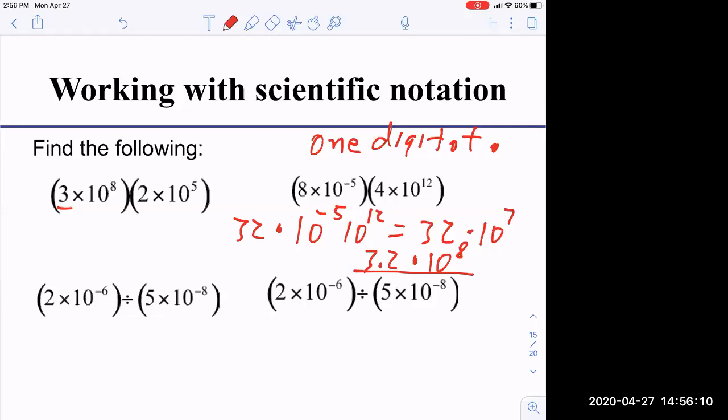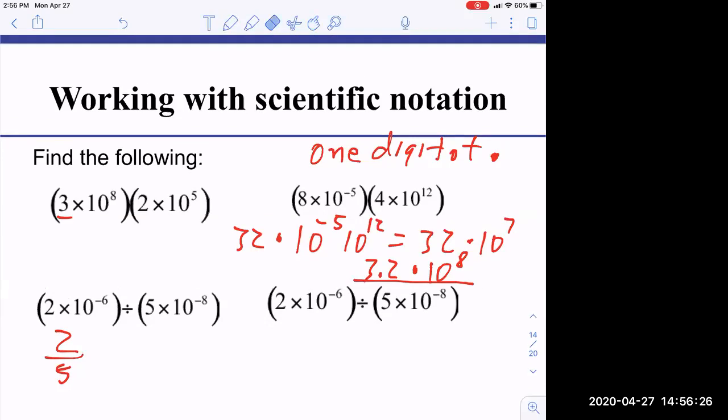Okay, division. Apparently I have the same one here twice. Okay, division, you do the same thing, but now you would do 2 divided by 5. You know that's going to be 0.4. But I want to demonstrate it in here anyway. Times 10 to the -6 over 10 to the -8. So 2/5 is 0.4 times.